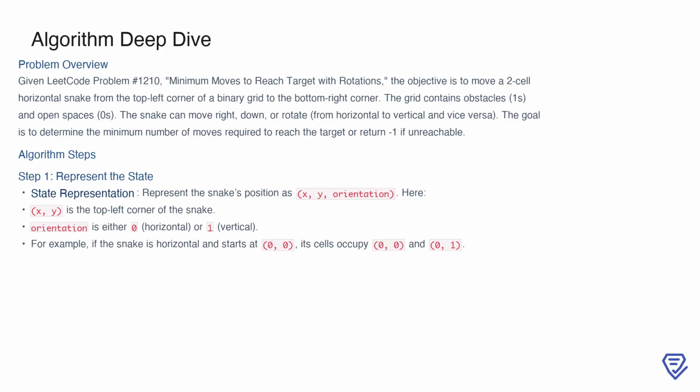To tackle this, we first need to represent the state of the snake. The state can be described as a tuple (x, y, orientation), where (x, y) represents the top left cell of the snake, and orientation indicates whether the snake is horizontal (0) or vertical (1). For instance, if the snake starts in a horizontal position at (0, 0), it occupies the cells (0, 0) and (0, 1). This state representation is fundamental for tracking the snake's position and orientation during the algorithm's execution.